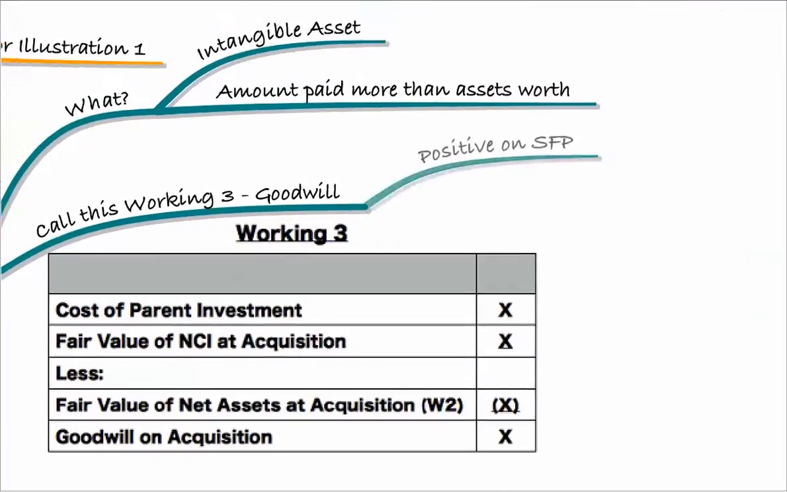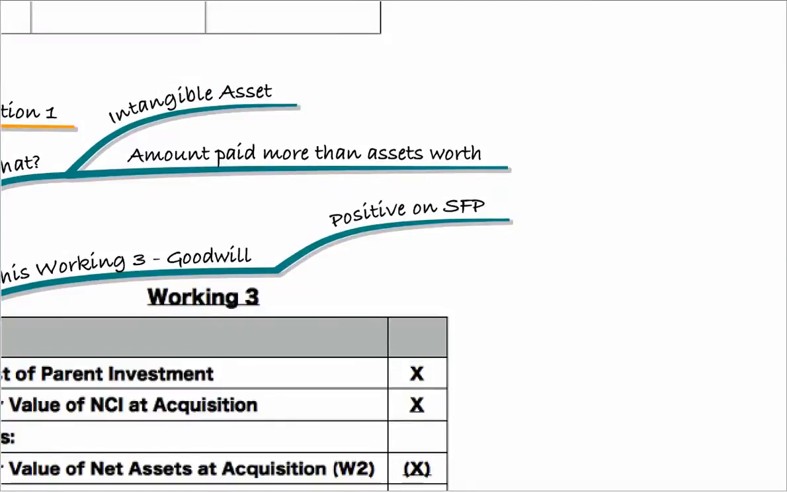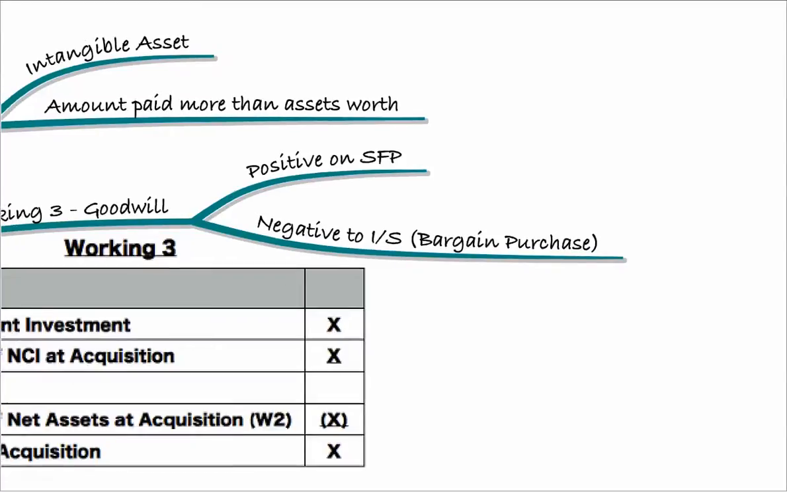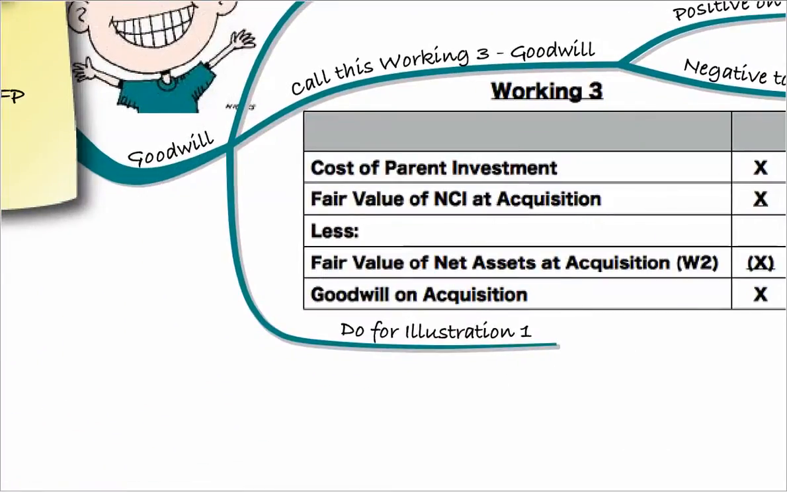Now, what would that be? Well, it would be an asset on the statement of financial position. So if you get a positive result in your working, it goes to the statement of financial position. But don't forget, if it's negative, if you got negative goodwill, that would be called a bargain purchase. You paid less than the assets were worth, and that goes to the income statement as a gain. Goodwill is never negative on the balance sheet. It goes to the income statement if that's the case. So that was our goodwill. We did that for illustration 1.